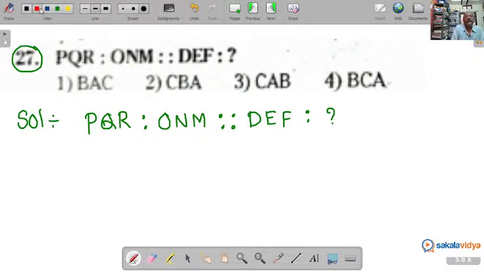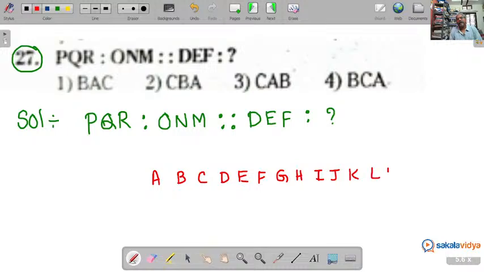Okay, now the first, actually if you write the alphabet A, B, C, D, E, F, G, H. One minute, I will. A, B, C, D, E, F, G, H, I, J, K, L, M, N, O, P, Q, R, S, T, U, V, W, X, Y, Z, right.